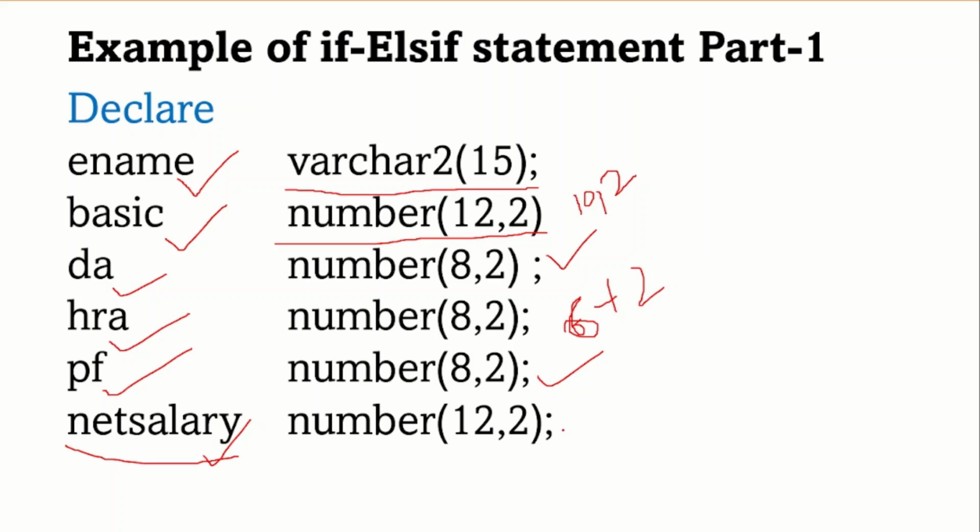Same is here. In case of net salary, we'll have 12,2 means 10 digits will be for integer data and 2 will be reserved for decimal data. So that's how this division is calculated.